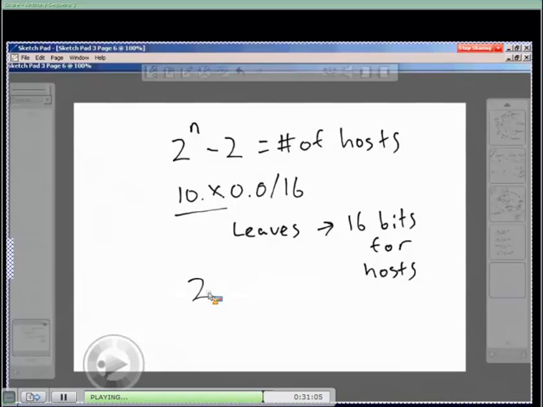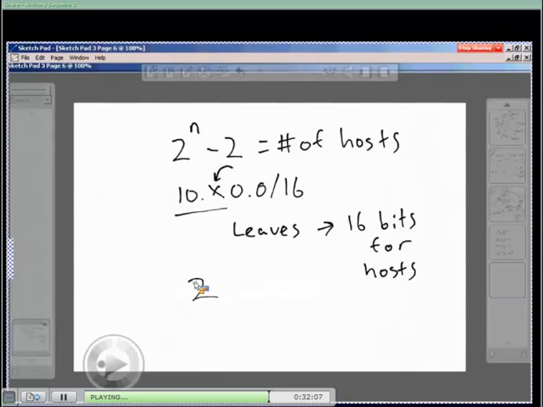Oh, by the way, did I do that last calculation wrong? I did, didn't I? Let's start again. Rewind. Oh, no, no, I did that last calculation right. I'm so sorry. I'm getting myself confused. We borrowed 8 bits from this field for subnetting. So that allows for the creation of 256 subnets. That's right. Okay, perfect. I just all of a sudden thought I had done something wrong, but no.